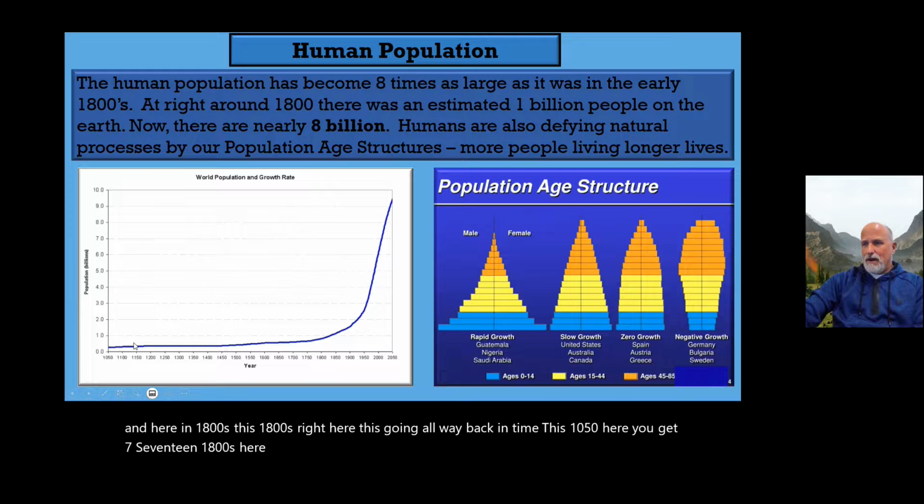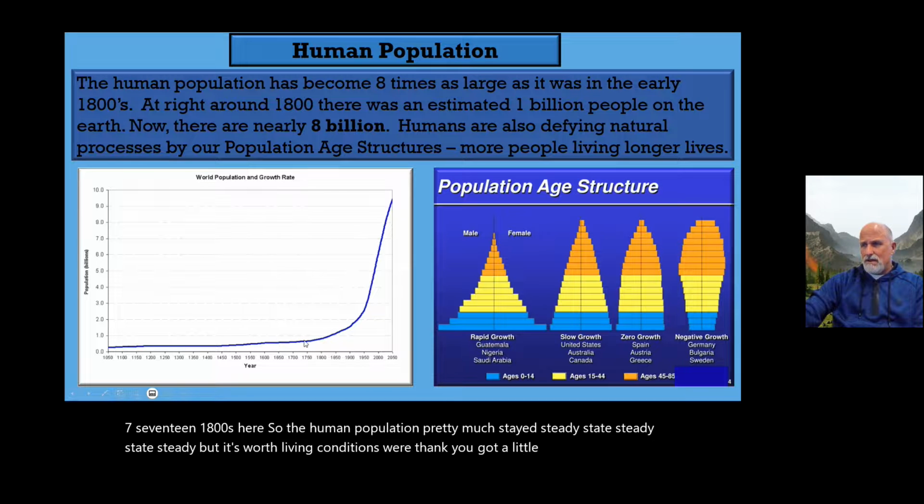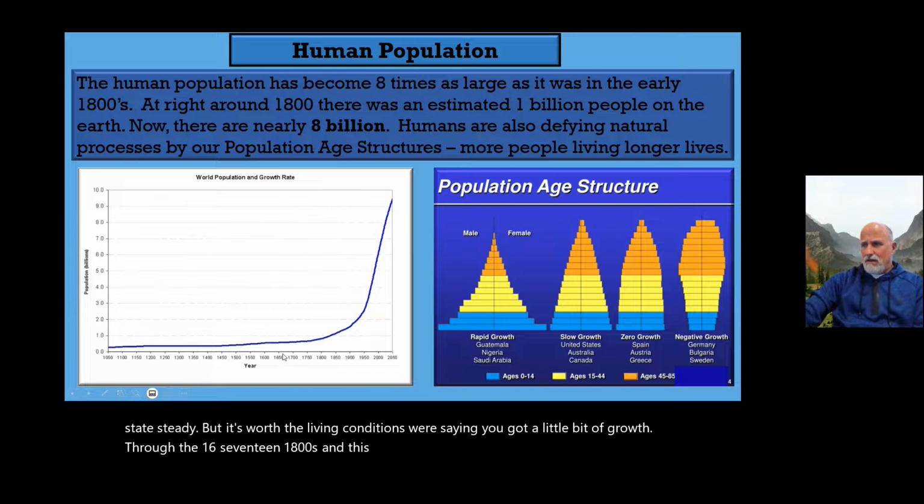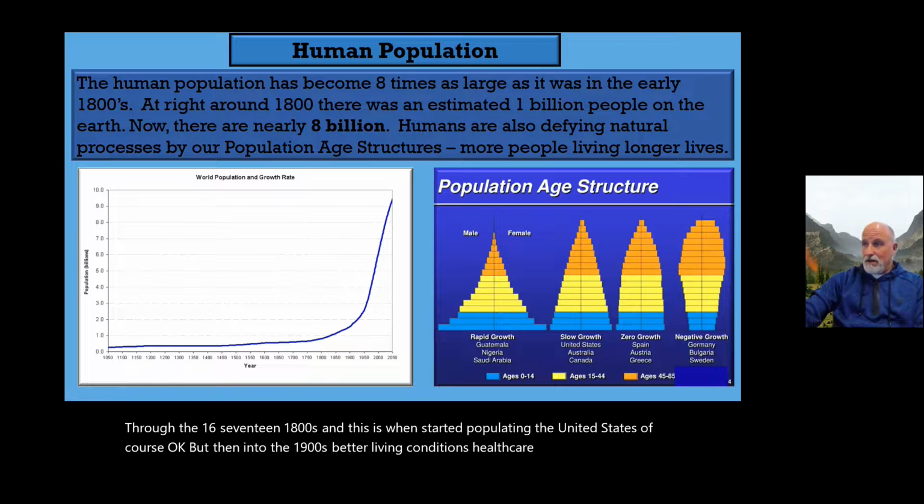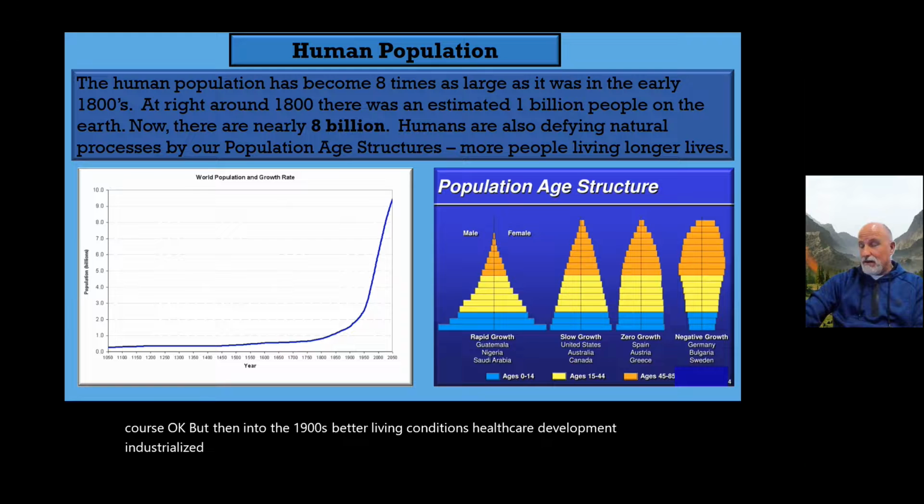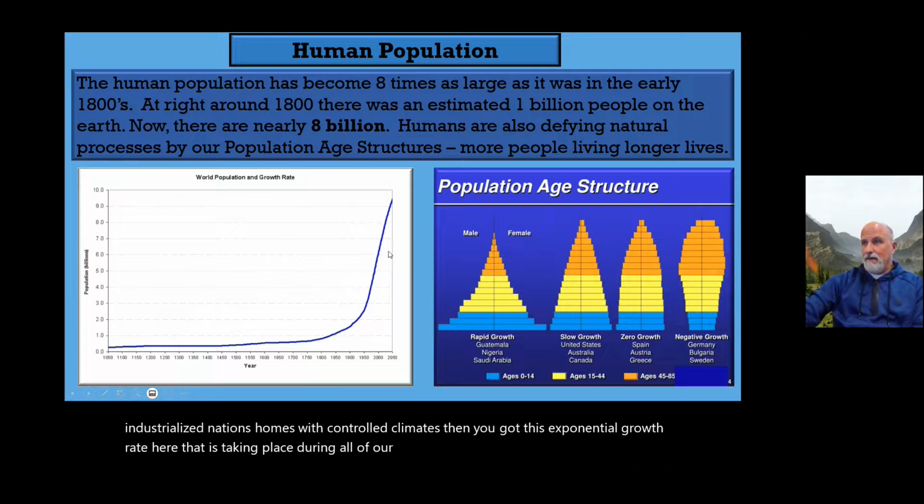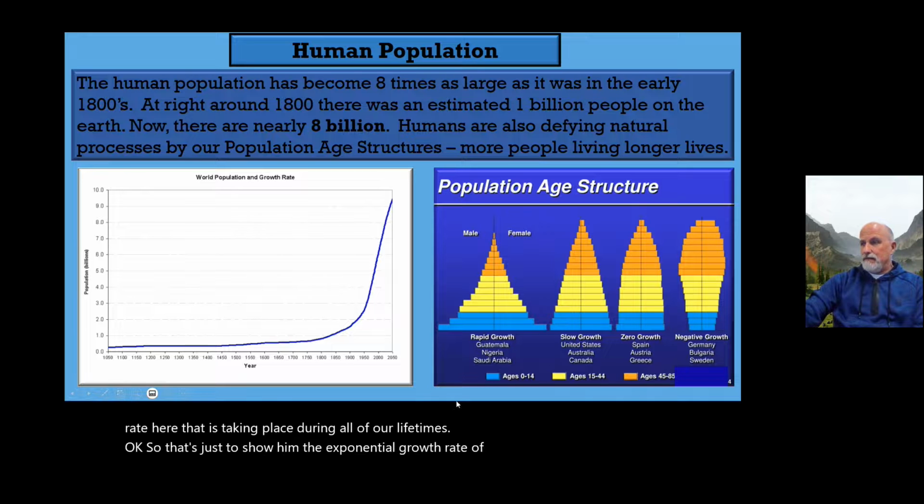In the 1800s here, the human population pretty much stayed steady, based on what the living conditions were. It's able to maintain. You got a little bit of growth up through the 16, 17, 1800s, and this is when it started populating the United States, of course. But then into the 1900s, better living conditions, healthcare development, industrialized nations, homes with controlled climates, then you got this exponential growth rate here that has taken place during all of our lifetimes. So that's just to show them the exponential growth rate of the human population.